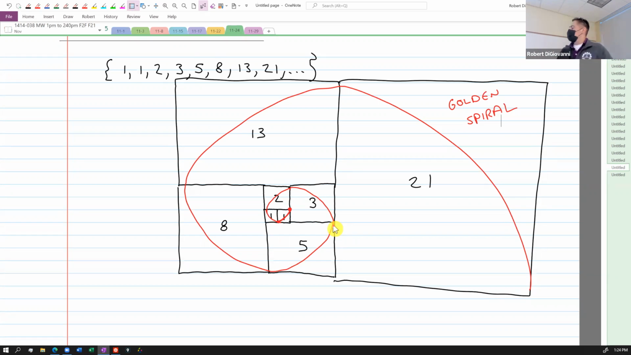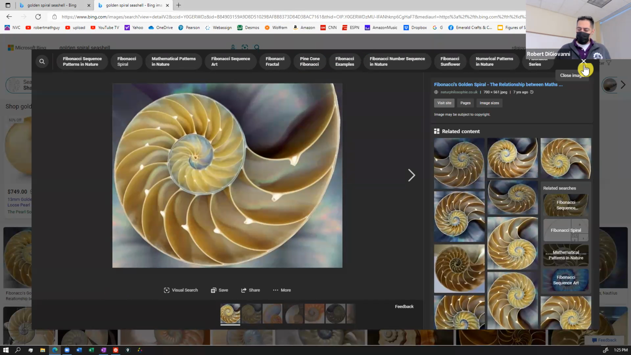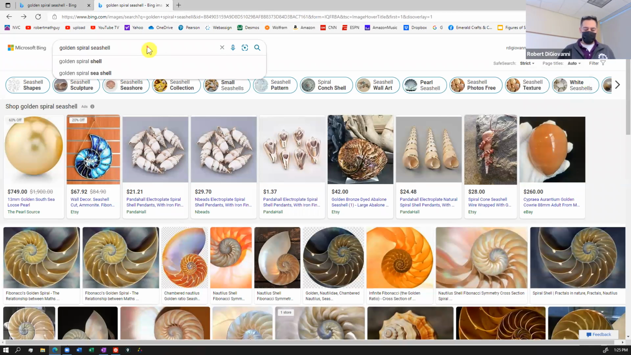This also has something to do with what's called the golden ratio. Have you all ever heard of that before? The golden ratio. So I'm going to put that here, golden ratio.